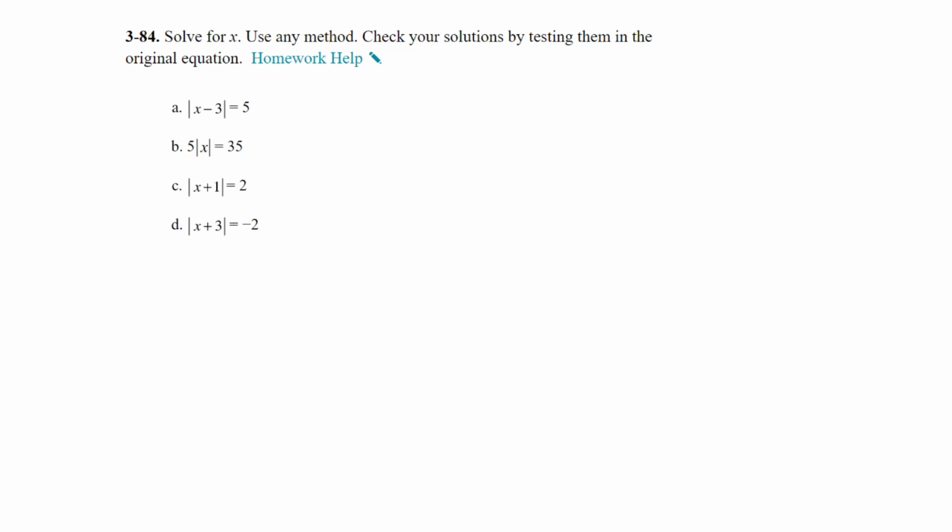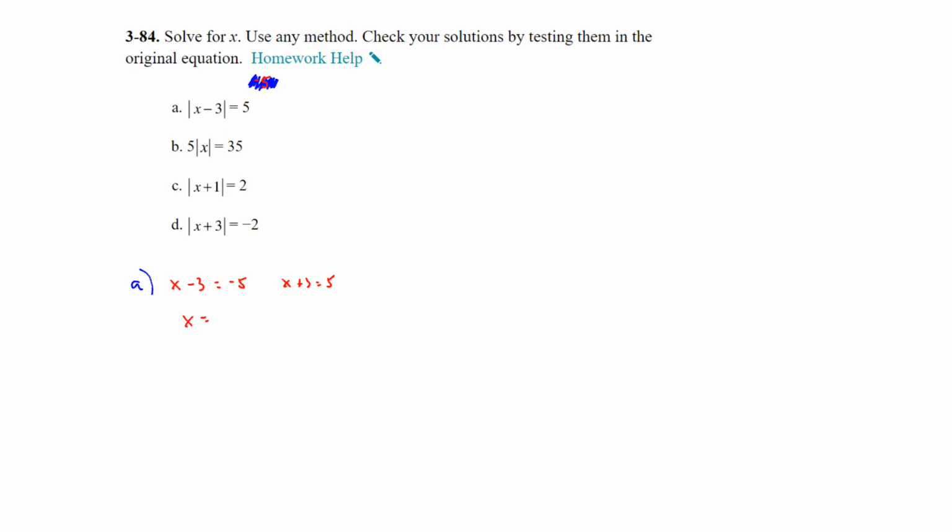Question 84, solve for x. Use any method, check your solution by testing them in the original equation. So for part A, we want to solve for x. Remember with absolute value, as I cover this up, what numbers could we replace inside here? So we could put a 5, the absolute value of 5 is 5. We also could put a negative 5 because the absolute value of negative 5 is 5. So what that means is when I take this and move this away, whatever that expression is, in this case x minus 3, it could equal negative 5, but it also could equal positive 5.